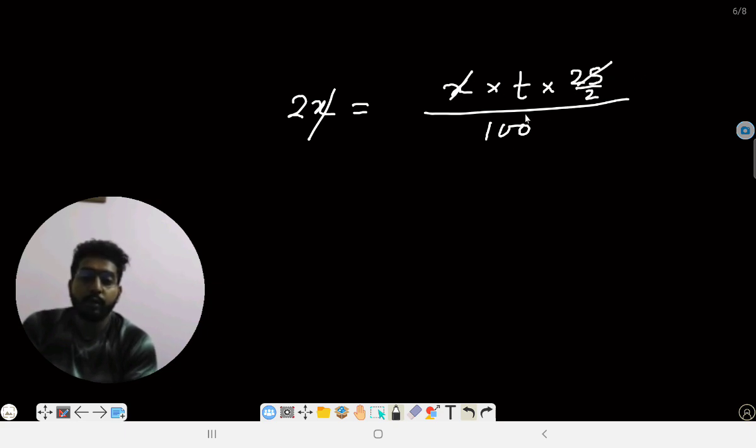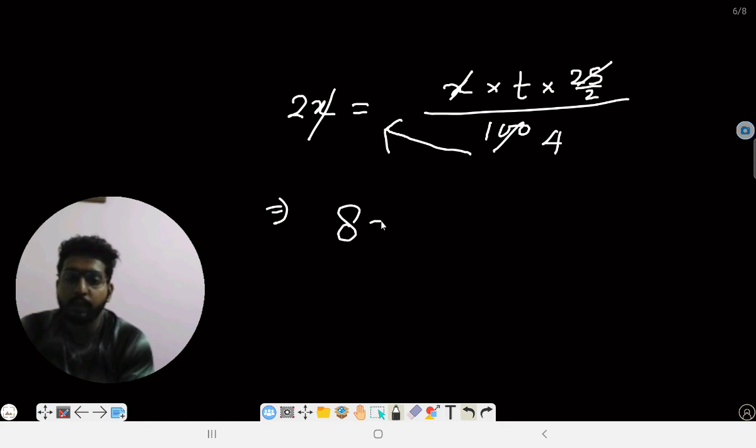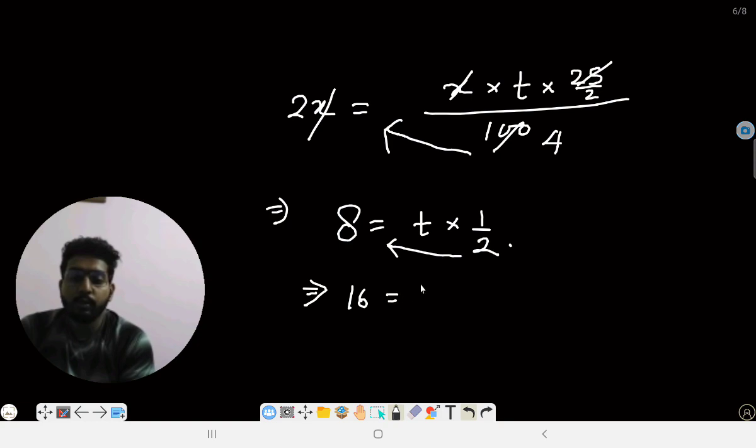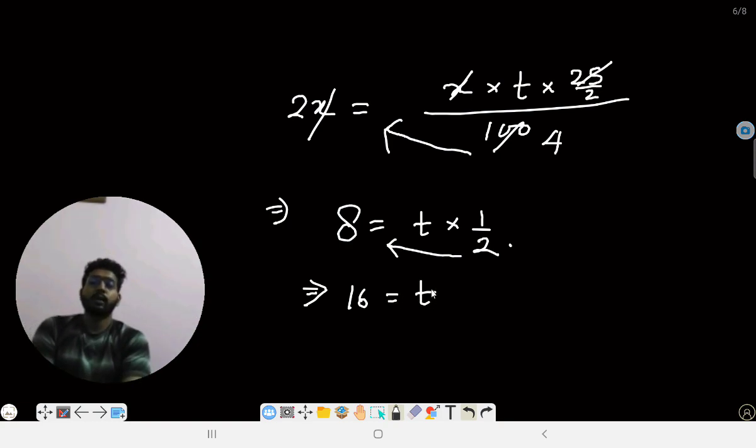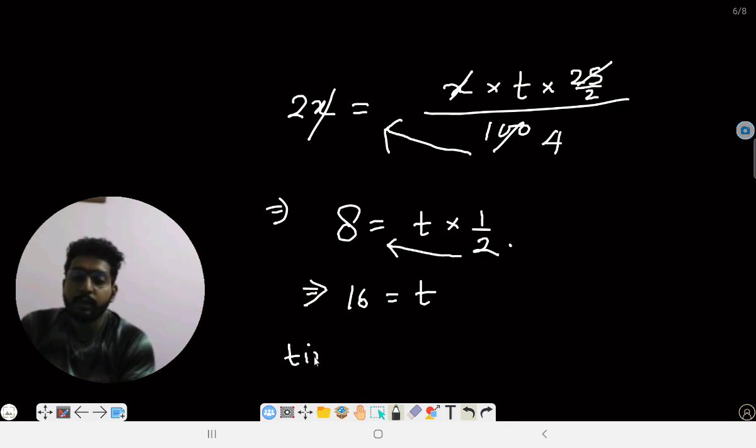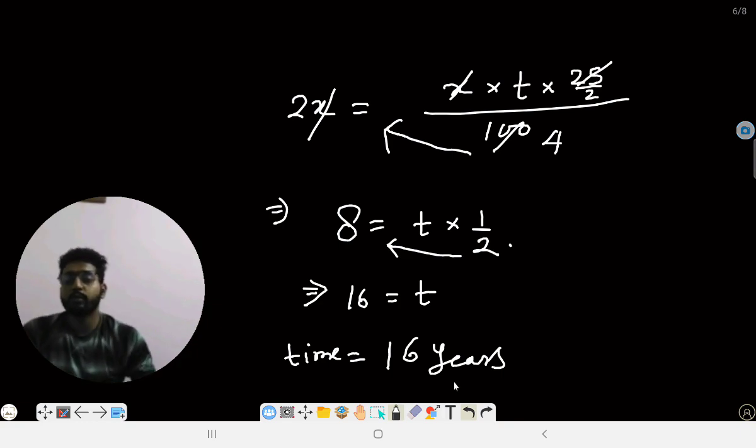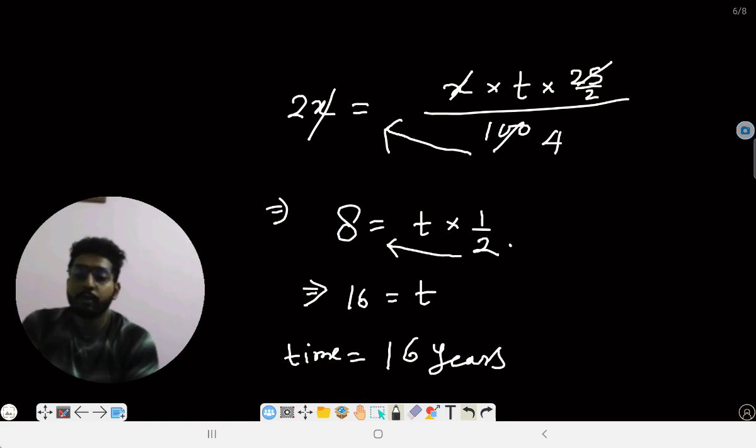Now 25, it will be 4. Now cross multiply. This 4 will be multiplied with 2, so that will become 8 equals T into 1 by 2. Now this 2 will be multiplied with this 1, so that will become 16 equals T. That means the time will be 16 years. So after 16 years the sum will become triple of itself at the same rate of interest. So that will be the answer.